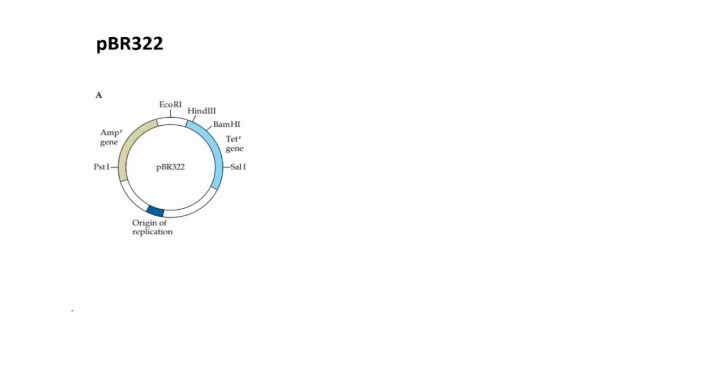So today we are going to discuss the structure and some properties of the most common plasmid vector, which is pBR322. Now, as you can see, the name itself is a combination of some letters and numbers. So let us understand what the name signifies.